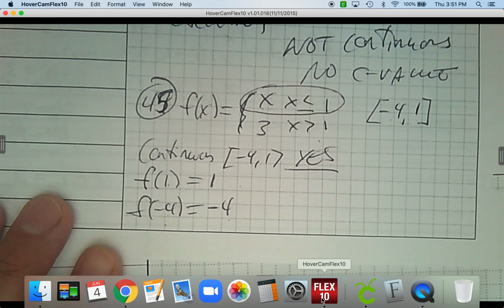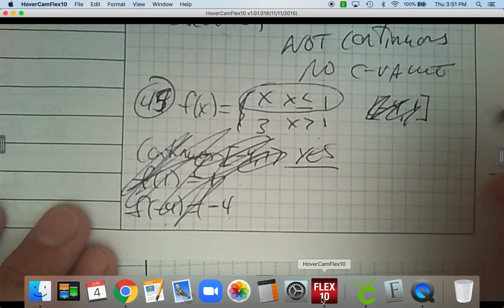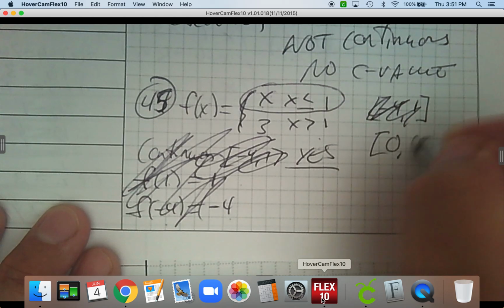My bad. I totally went boop boop because I was like, let's try this again. So for 45, this is not the interval. I'm looking at the piece of paper, looking at the wrong part of the question. This goes from 0 to 4.